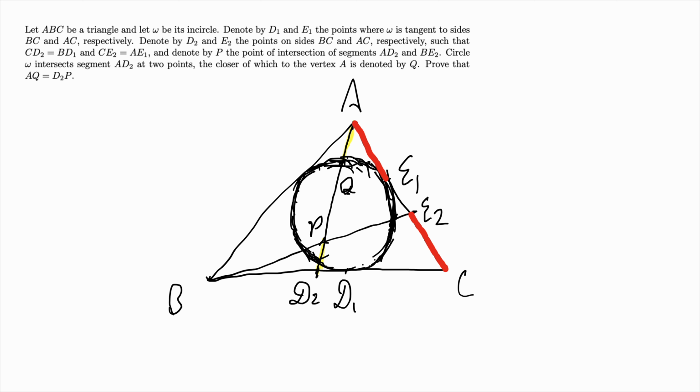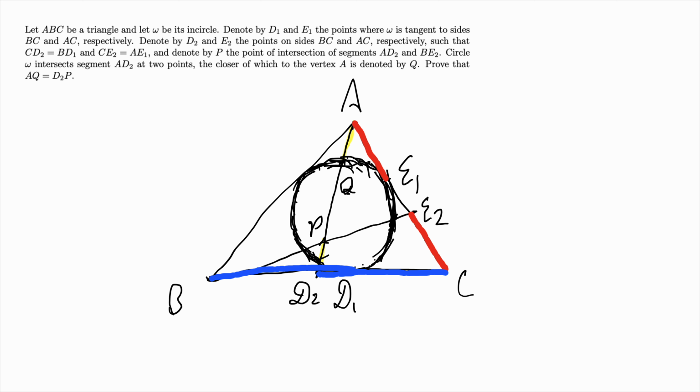And C D sub 2 and B D sub 1 are the same, so this length right here and B D sub 1 are the same.